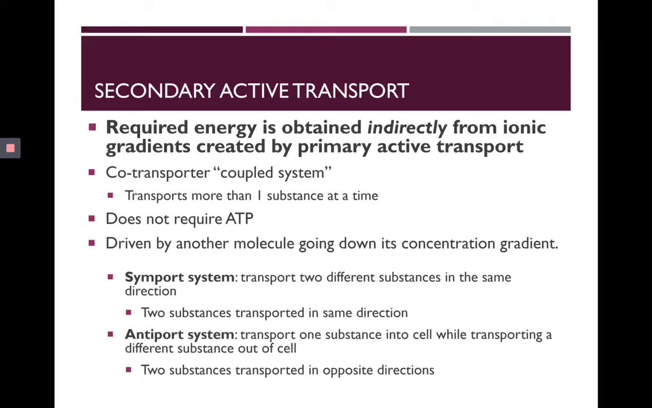I've already introduced the term antiport or antiporter, but antiport systems transport one substance into a cell while transporting another substance out of the cell, so they transport things in opposite directions. There's also symporter systems that transport 2 substances in the same direction, so either 2 substances in or 2 substances out. Now, secondary active transport can be either one of these, but it doesn't directly require ATP, but it does require the energy from primary active transport having occurred prior.